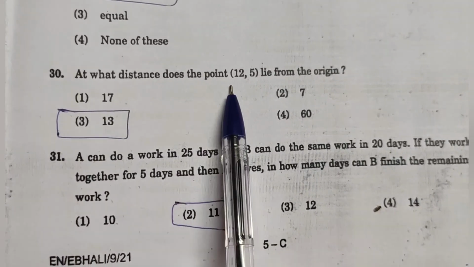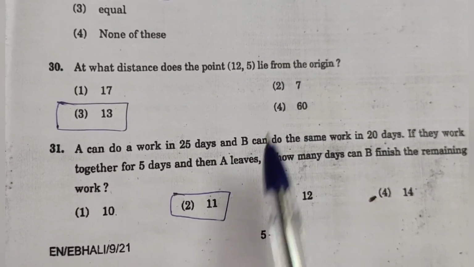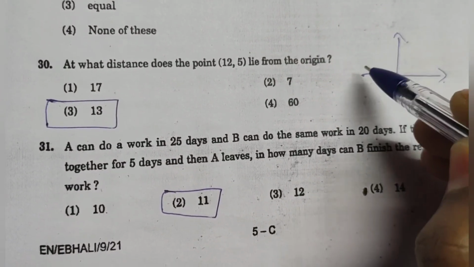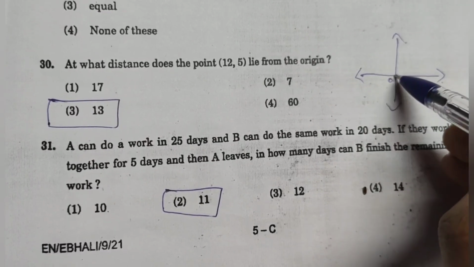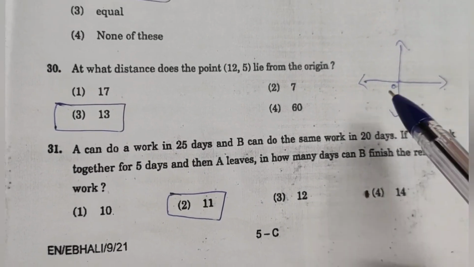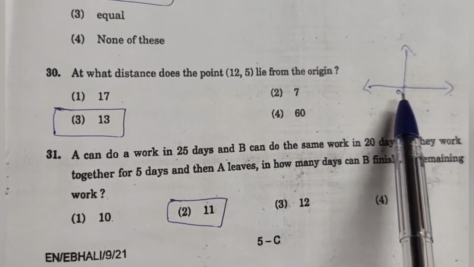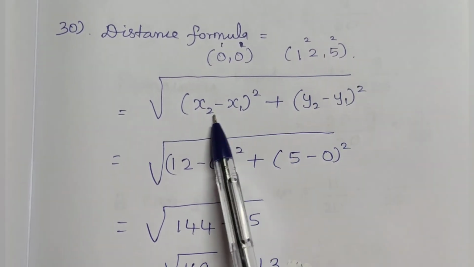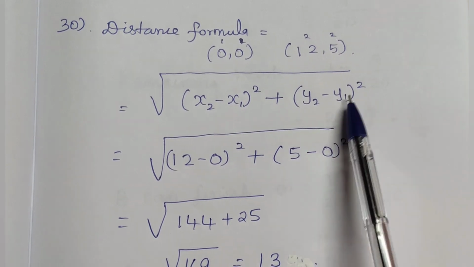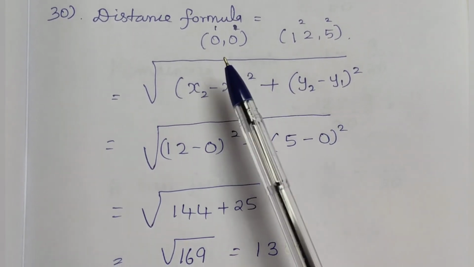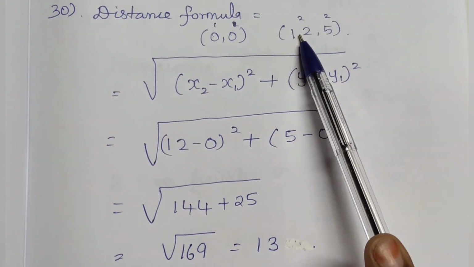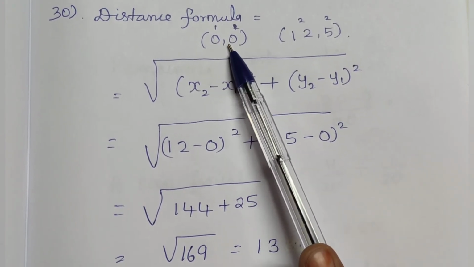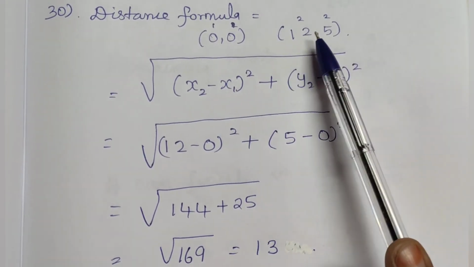At what distance does the point (12,5) lie from the origin? This is a Cartesian plane. Let this be the Cartesian plane and this is the origin. And the distance of the point (12,5) from this origin is dash. The distance formula says square root of (x2 minus x1) the whole square plus (y2 minus y1) the whole square. Origin means the point is (0,0) and the other point is given as (12,5).